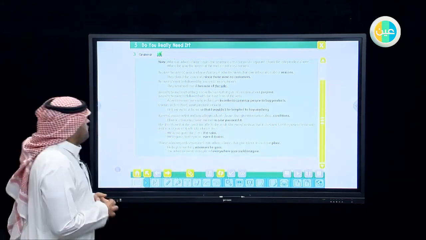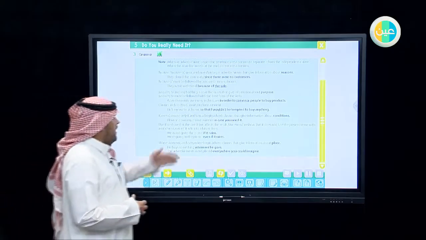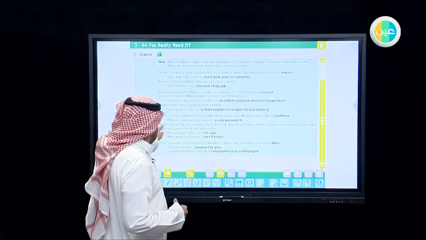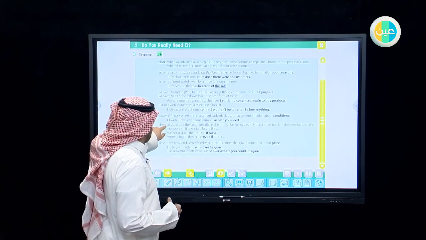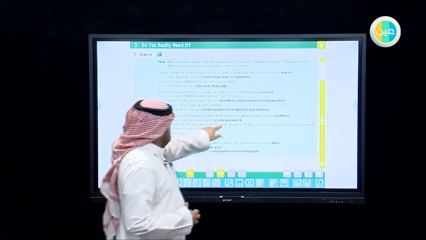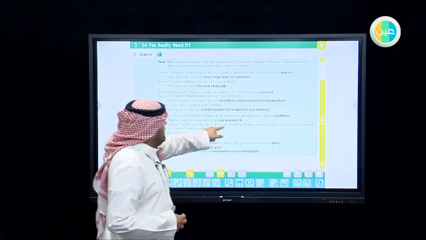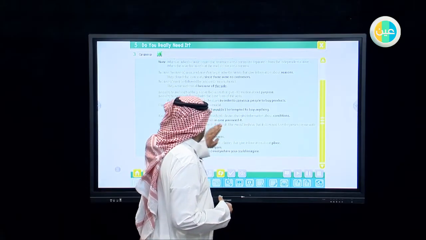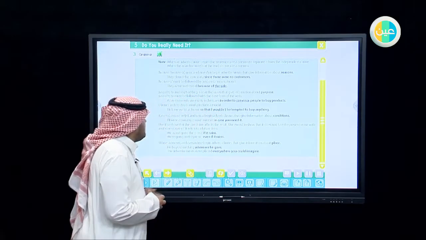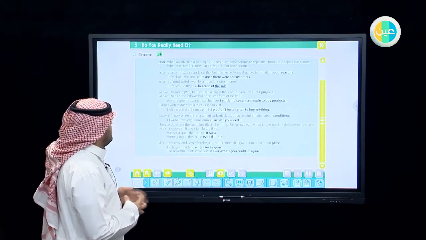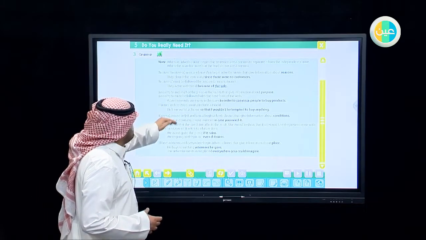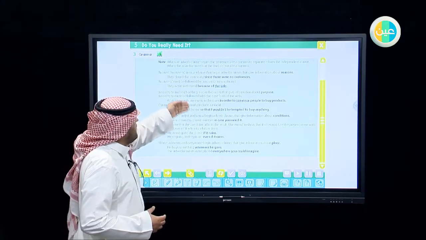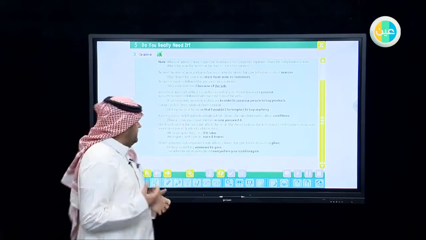Use if to show that the condition affects the result. We use if to show the result. This is for result. Even if. Use if to show that the condition (الشرط) affects the result (النتيجة).